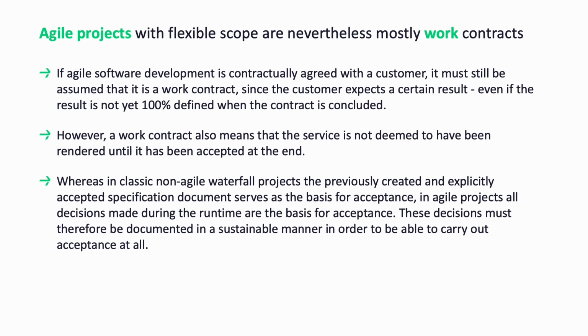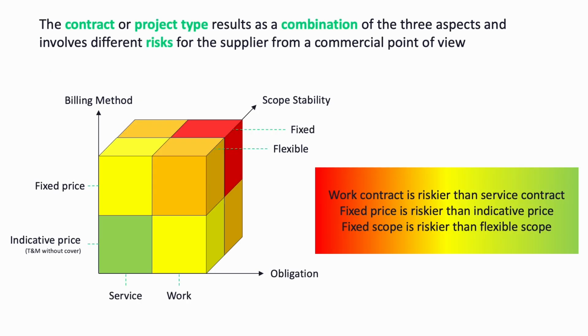The contract type, and thus implicitly the project type via the underlying contracts, results from a combination of the three aspects described: obligation, billing form, and scope stability. And from a commercial point of view, each possible combination entails different risks for the supplier, that is for us. In the picture, this is shown as a three-dimensional space or a cube in it, and with two expressions per aspect. There are 8 parts in the cube, colored from green to yellow, orange to red, depending on the risk.